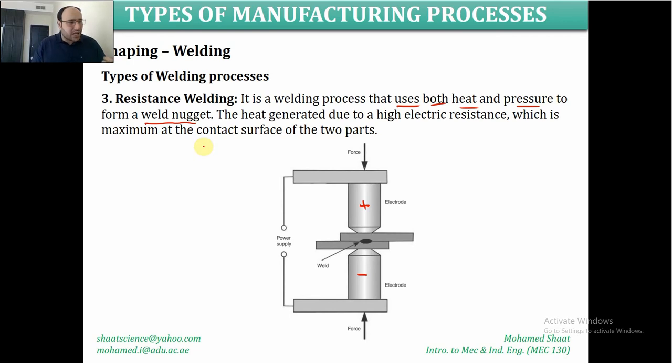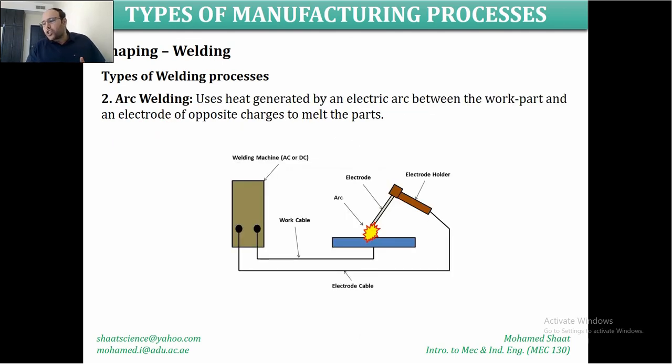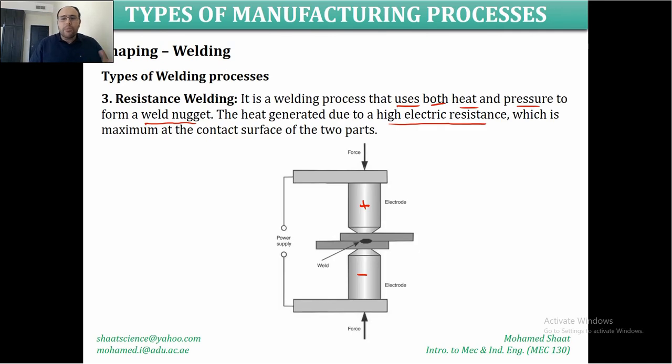So that's why we get the name of this welding process as resistance welding. The heat is generated due to a high electric resistance. But there, it depends on the high electric arc. Like we allow for more electricity to go, but here we have to resist more the electricity to go, which will be maximum at the contact surface between the two parts. Therefore, the resistance will be the highest at the contact surface between the two parts.